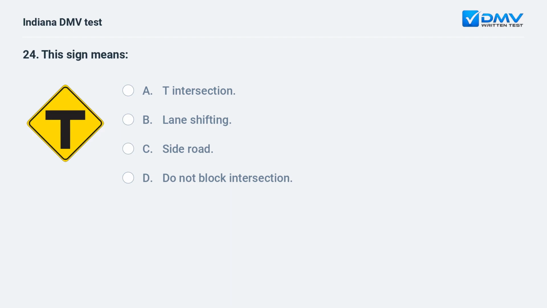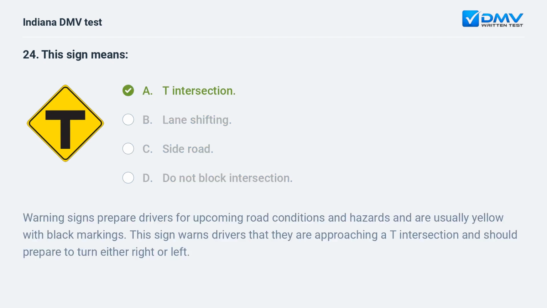This sign means A. T intersection. B. Lane shifting. C. Side road. D. Do not block intersection. A. T intersection. Warning signs prepare drivers for upcoming road conditions and hazards and are usually yellow with black markings. This sign warns drivers that they are approaching a T intersection and should prepare to turn either right or left.